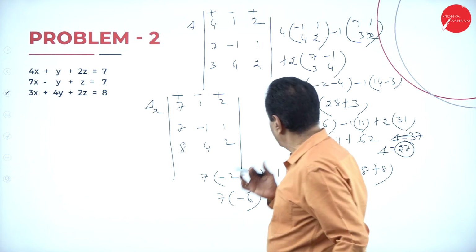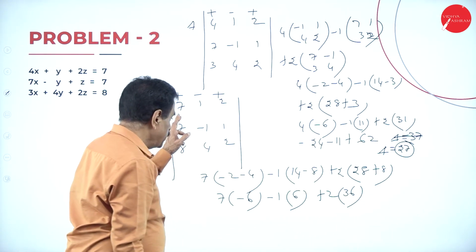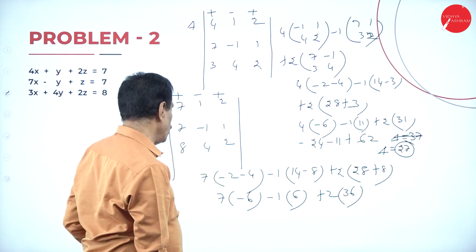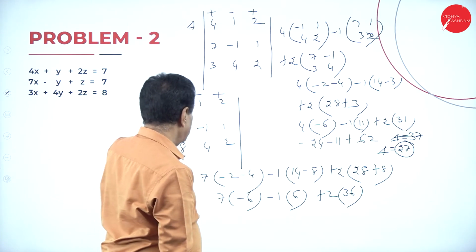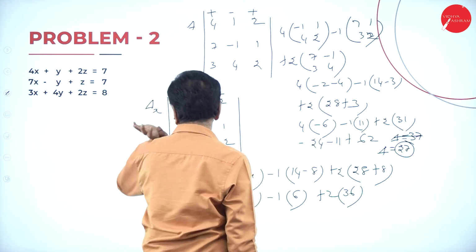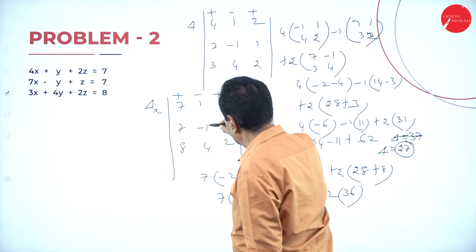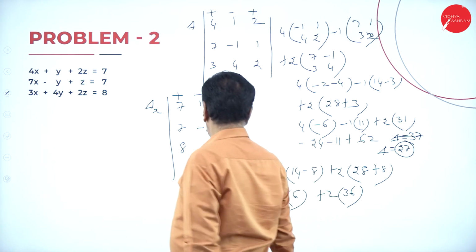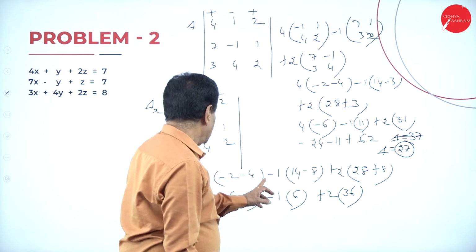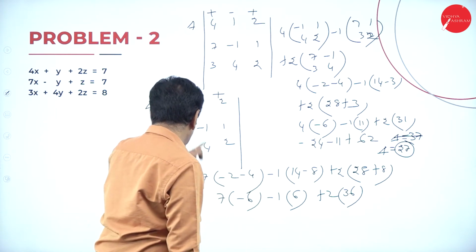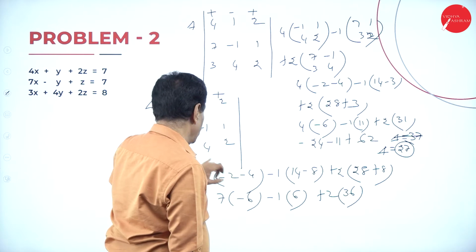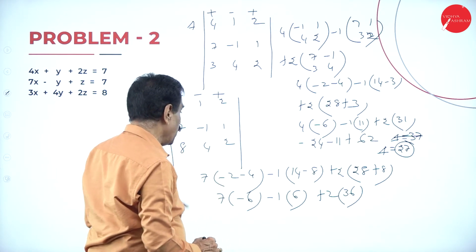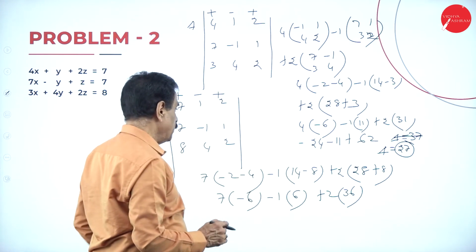Repeat. Here 7 is there. 1 2s are 2, 4 1s are 4, minus 6. Second one is minus 1, 1 plus 1 plus 4, 2, 1, 2. Correct. Then come back to the second one, minus 1. This will go and this will go. 7 2s are 14. 8 1s are minus 8.